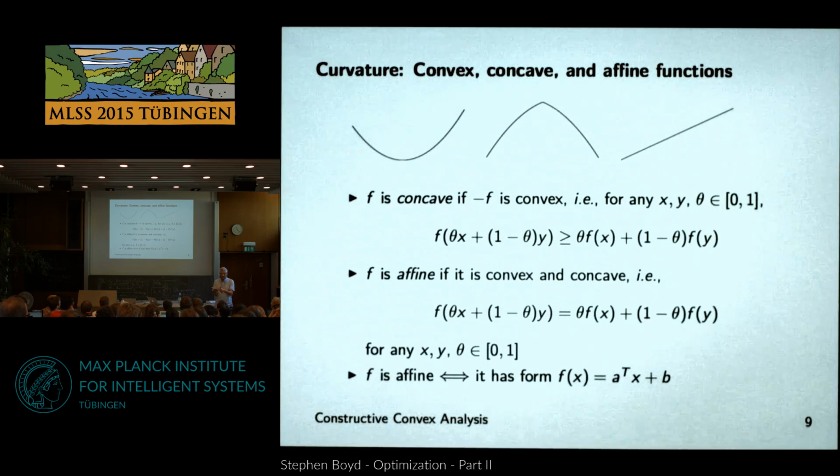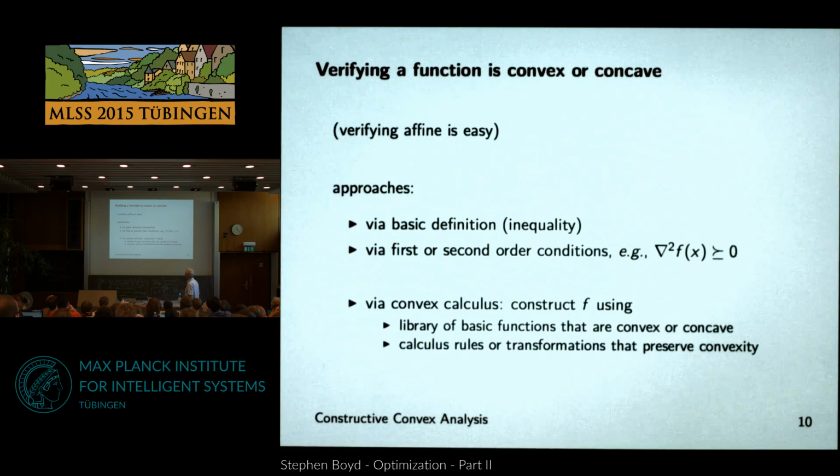There's convex, concave, affine, which is both, and then neither, right? And I think we had a famous example yesterday, the sine. Sine is like neither convex nor concave, okay? Most functions, of course, are neither convex nor concave. Okay. Well, how do you check if a function is convex or concave?